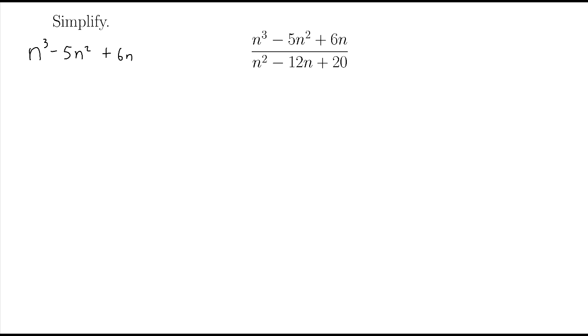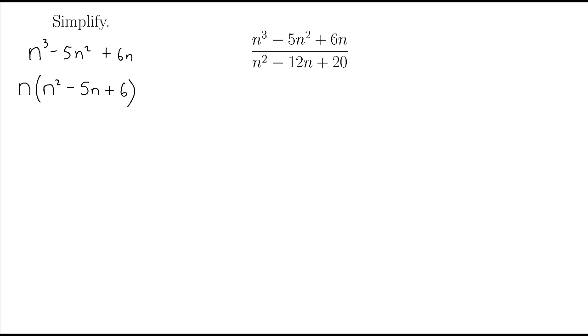Well, the first thing I'm going to recognize is the fact that each of these three terms has a common factor. They are all divisible by n, right? They all have a common n. So if I factor out that n, I'm left with n squared minus 5n plus 6. Okay, now I'm going to focus on factoring this piece right here.